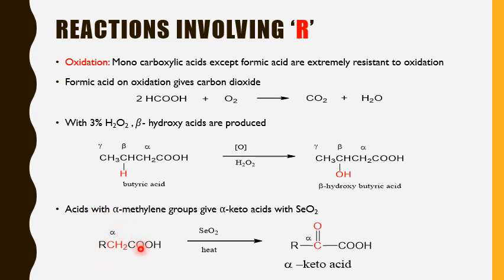What is alpha? The one which is next to the functional group of carboxylic acid, the carbon which is just adjacent. So this is alpha. What is methylene? That means CH2. CH4 is methane and CH3 is methyl. CH2 is methylene. So if you have a CH2 group at the alpha position to this carboxylic acid functional group, then such groups can undergo oxidation by the action of selenium oxide, SeO2.